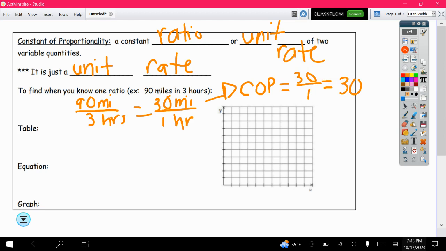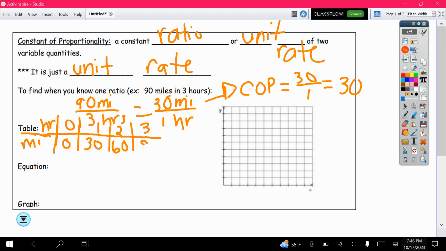All right, we can also see our constant of proportionality in a table. So go ahead and let's make a table in our notes where we have our hours compared to our miles. And we know from our unit rate, 30 miles in 1 hour, that we can start with 0 hours. We would travel 0 miles. In 1 hour, we would travel 30 miles. In 2 hours, we would travel 60 miles. And in 3 hours, 90, and so forth.